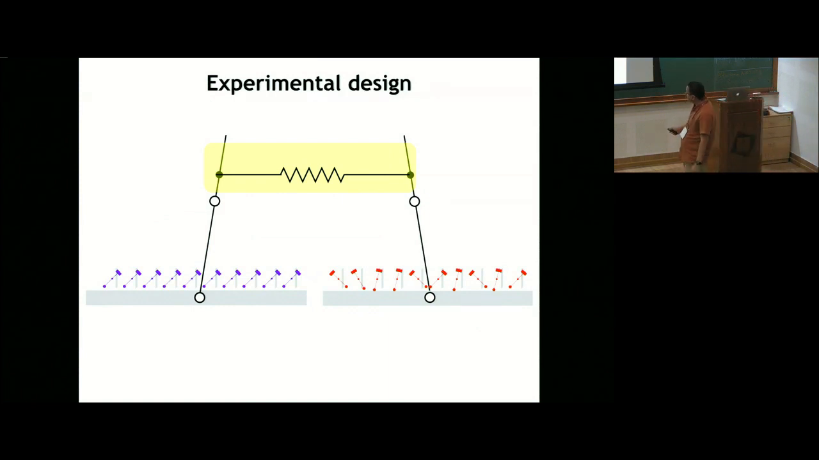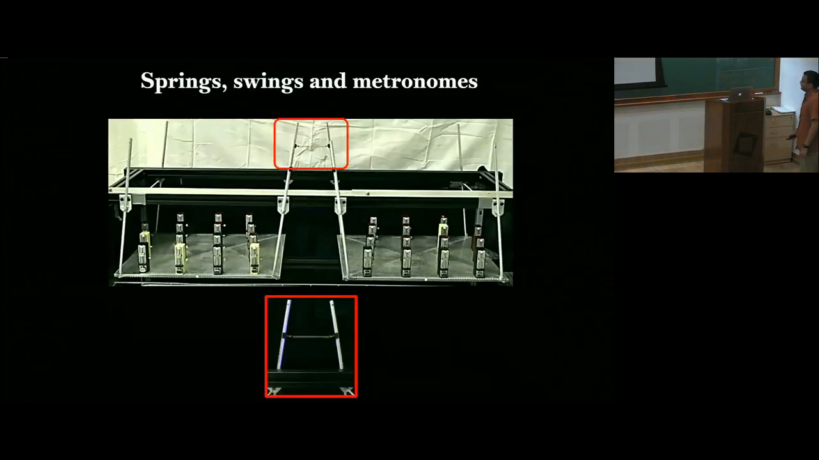What you've already seen in the videos earlier is a population of metronomes that were sitting on a board that could move. So we just built two of those populations and coupled the two populations with a spring. Right? Our experiment looks like that. So we have two aluminum boards.